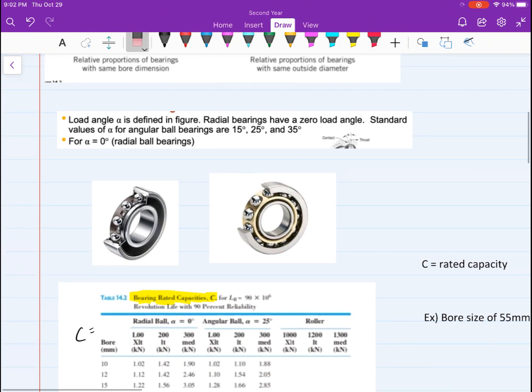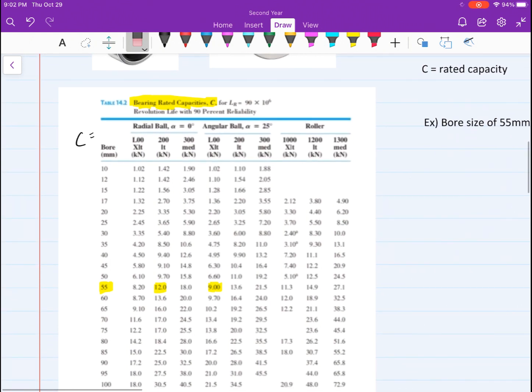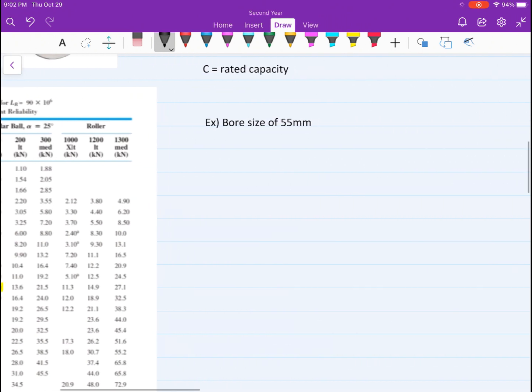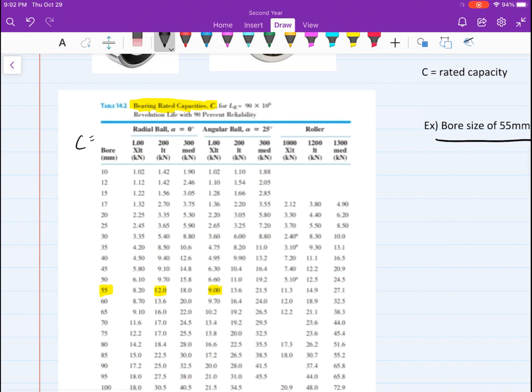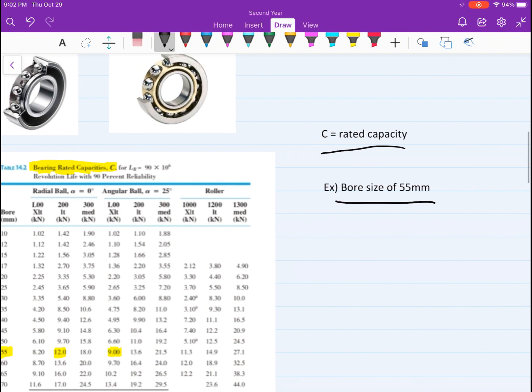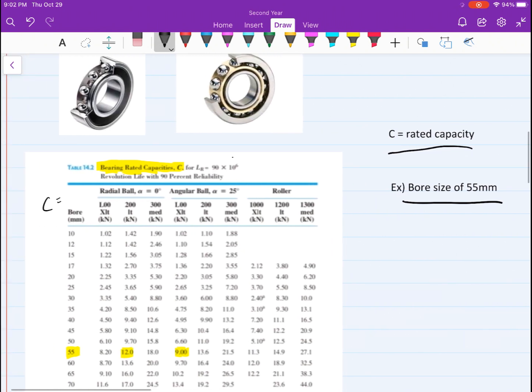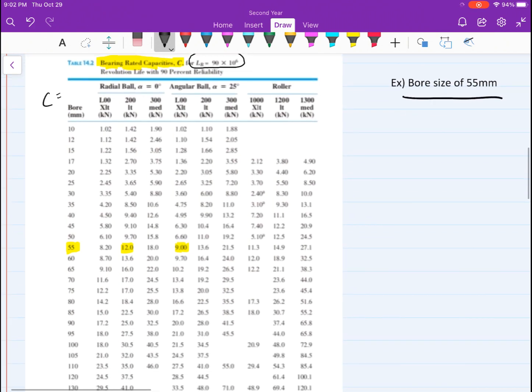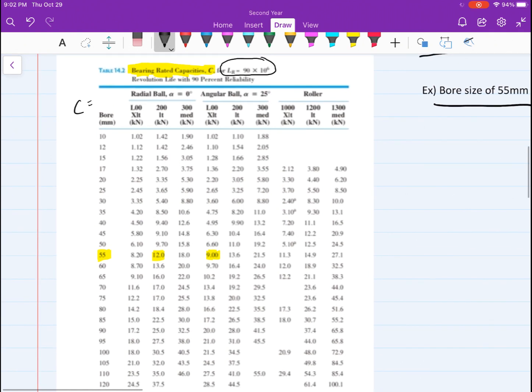So if we scroll down, when we're trying to select a bearing, it can vary depending on the given problem. Here we're going to do an example where the bore size is 55 millimeters. We're looking for the C value, which is the rated capacity, for a lifetime reliability of 90 times 10 to the 6th, so 90 million cycles is how long it's supposed to survive.